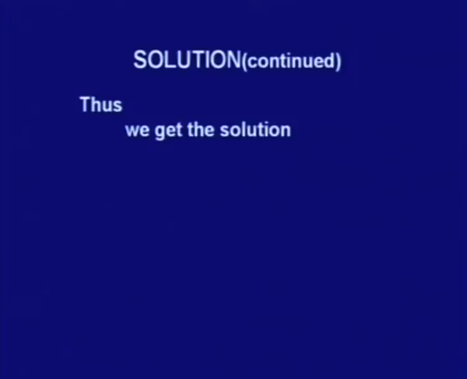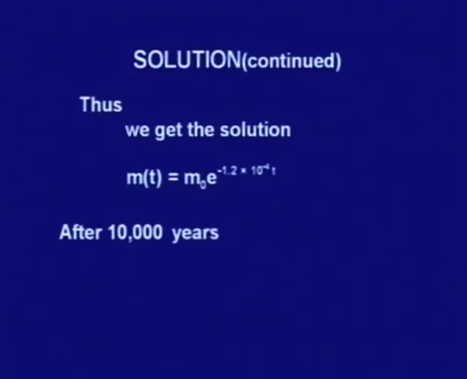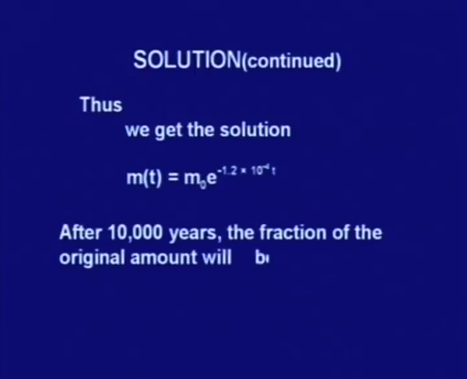Thus, we have got the solution as m t is equal to m naught times e to the power minus 1.2 times 10 to the power minus 4 t. Now, we are ready to answer our question. The question is that after 10,000 years, the fraction of the original amount will be m at 10,000 divided by m naught, because initially the amount is m naught.